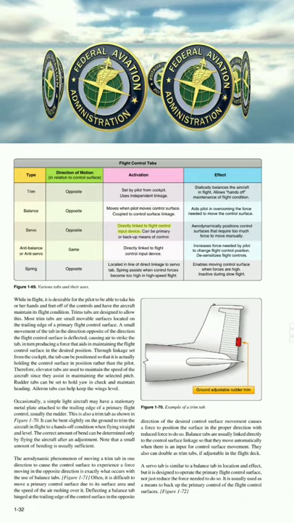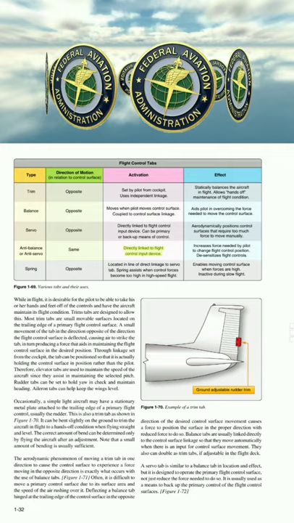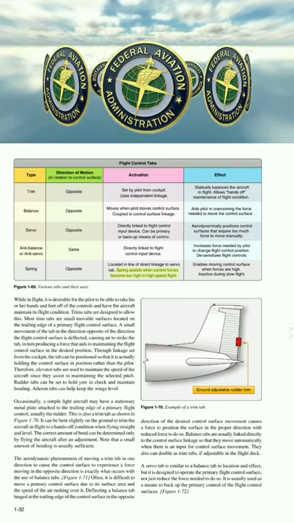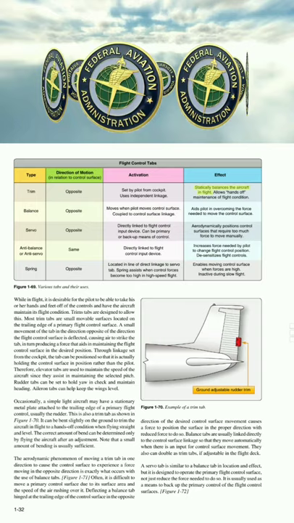Directly linked to flight control input device. Handy primary or backup means of control. Directly linked to flight control input device. Located in line of direct linkage to servo tab. Spring assists when control forces become too high in high speed flight. Statically balances the aircraft in flight. Allows hands-off maintenance of flight condition.